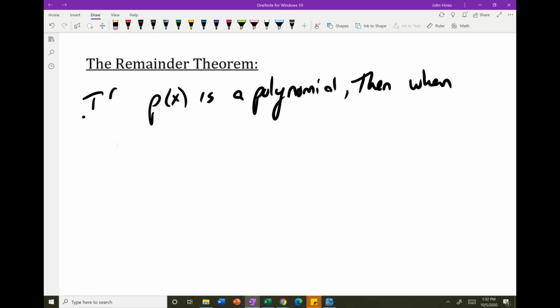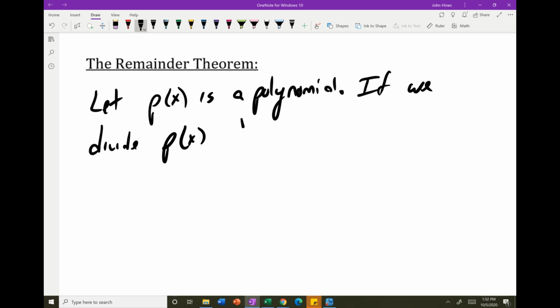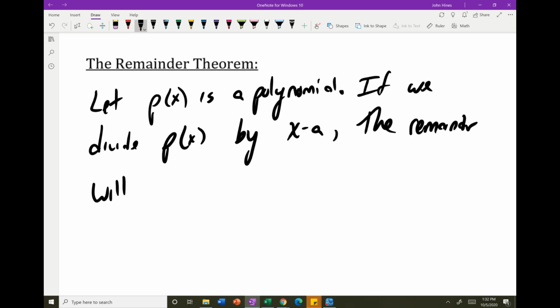Let p of x be a polynomial, period. That's a sentence. If we divide p of x by x minus a, the remainder will be p of a.